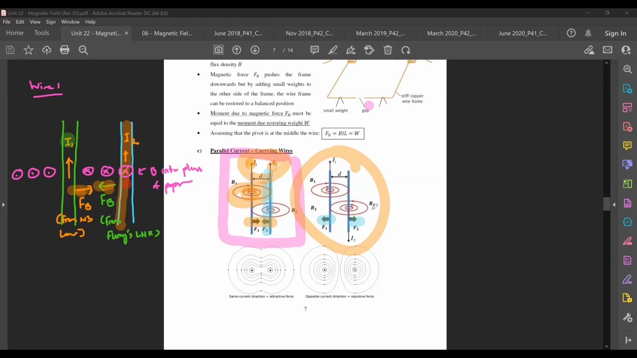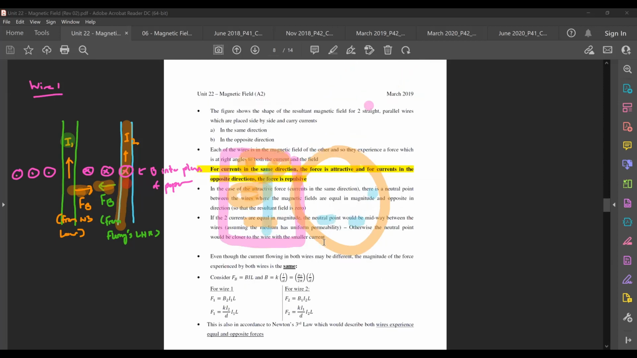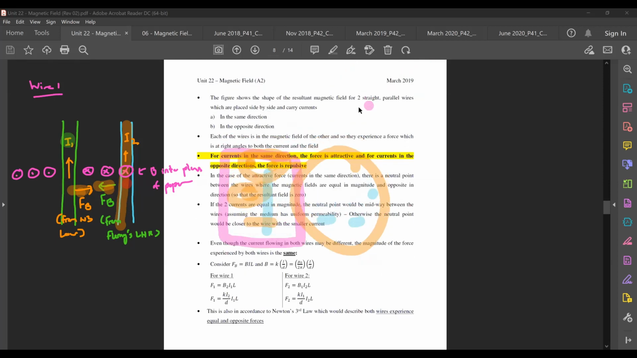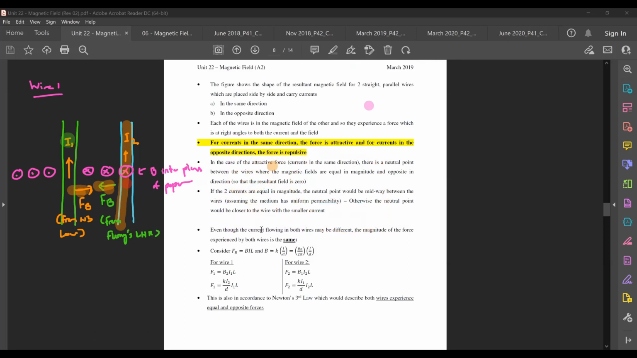Do you want me to show it for the second diagram also? No. Okay, so you understand the concept is just based on this now. All right, that's how we can say that the forces are attractive or repulsive depending on the direction of the current. Then after that, another thing that we need to mention here is this.